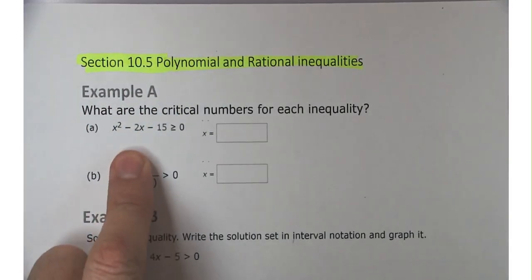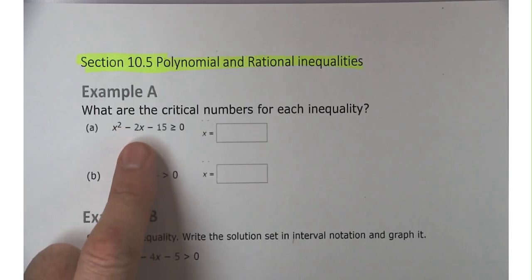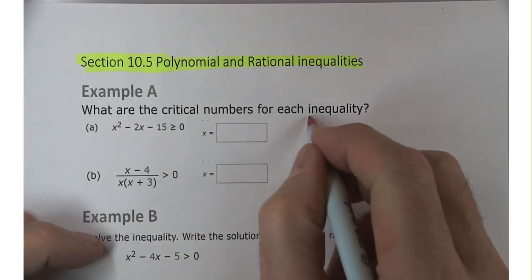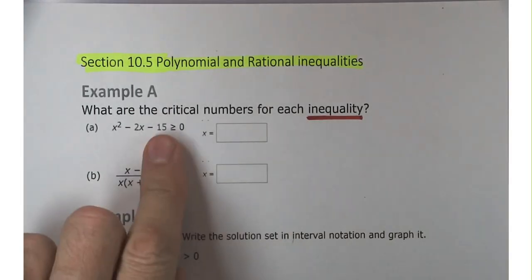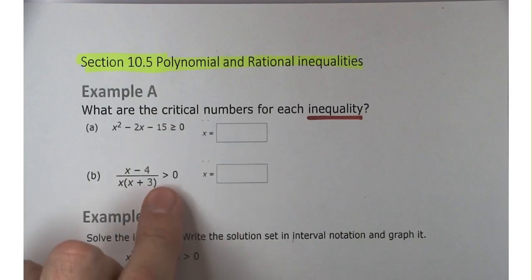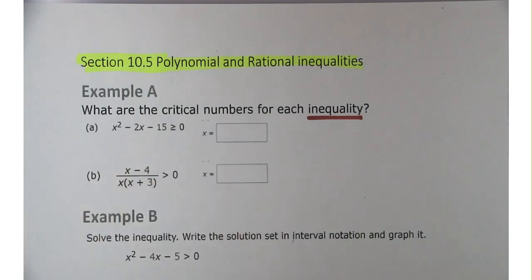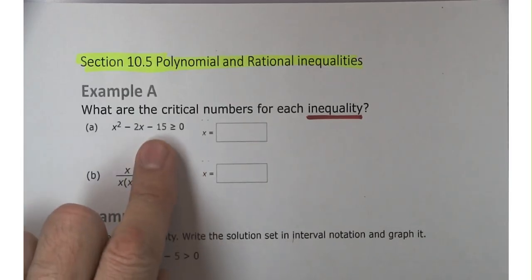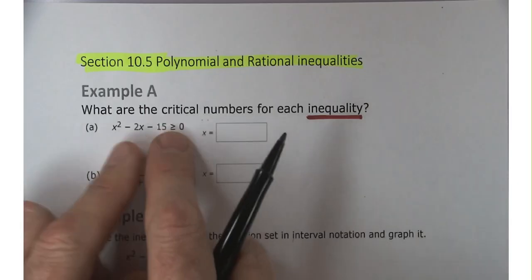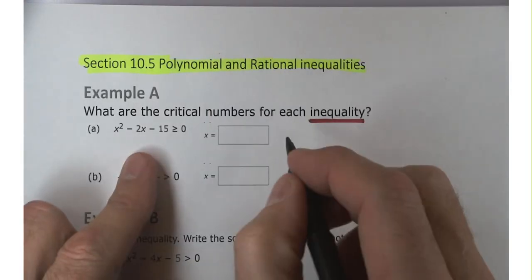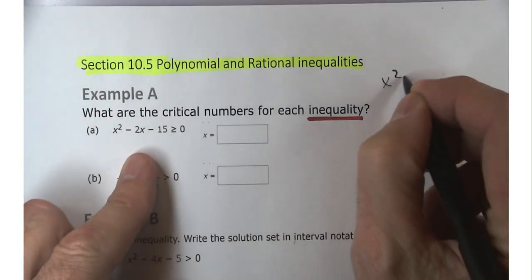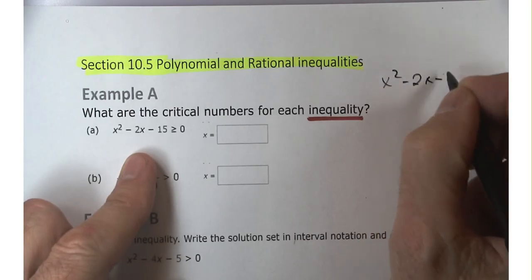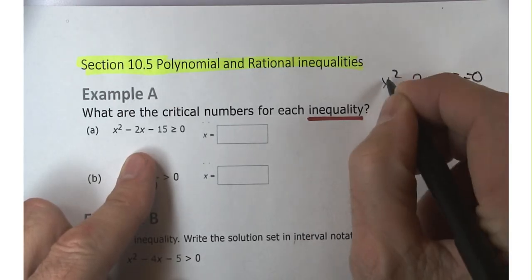Now we're no longer trying to solve a polynomial equation or quadratic equation. This is an inequality. So emphasis on the inequality part, because you've got a greater than or equal to, or a greater than sign, less than or equal to, less than sign as part of your problem. It's going to start out by asking you to find the critical numbers. The critical numbers in this one are where this actually equals 0. So where does x squared minus 2x minus 15 actually equal 0?